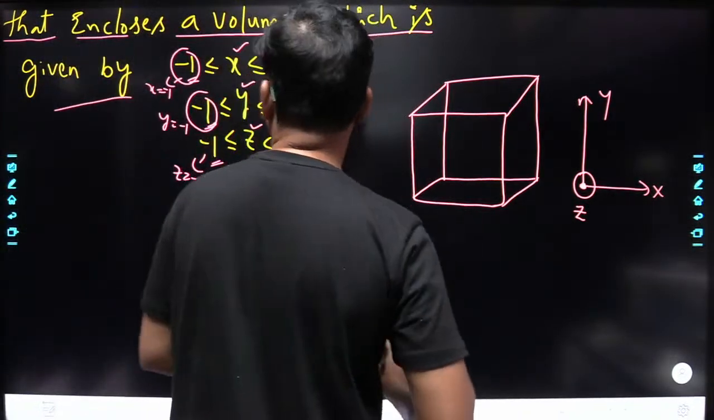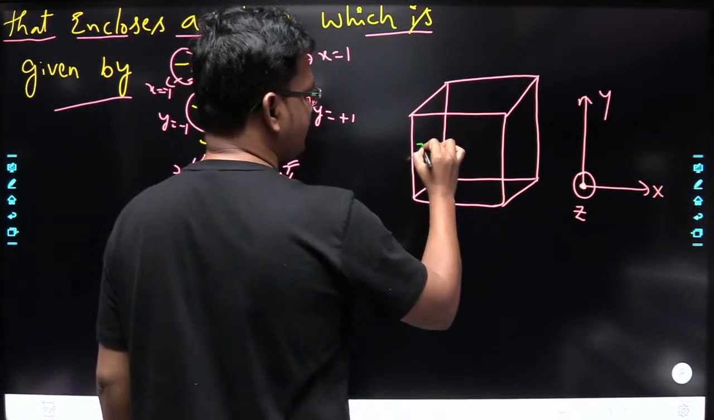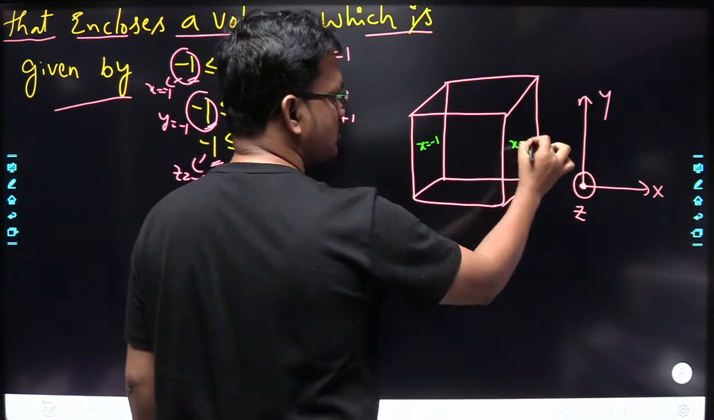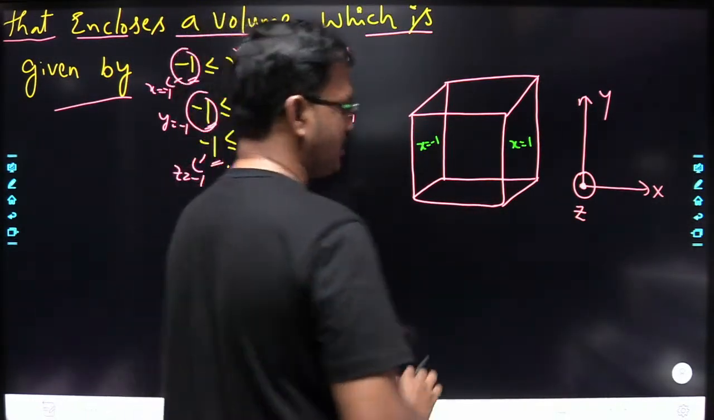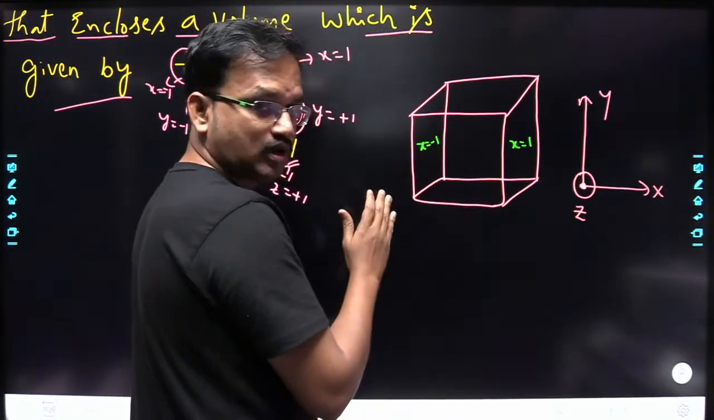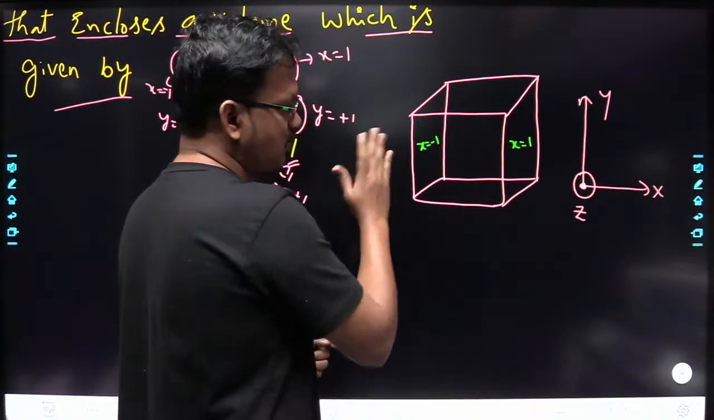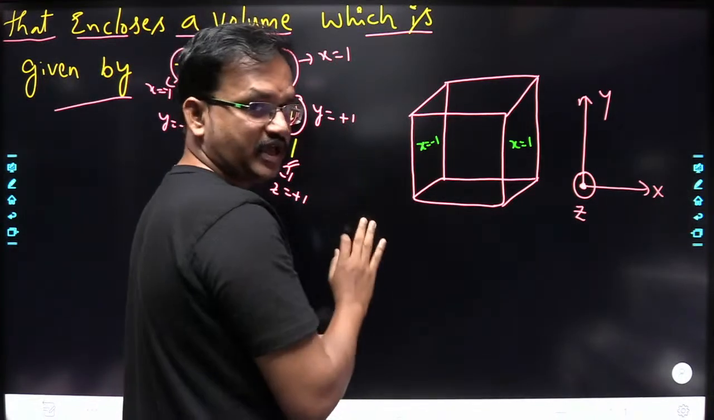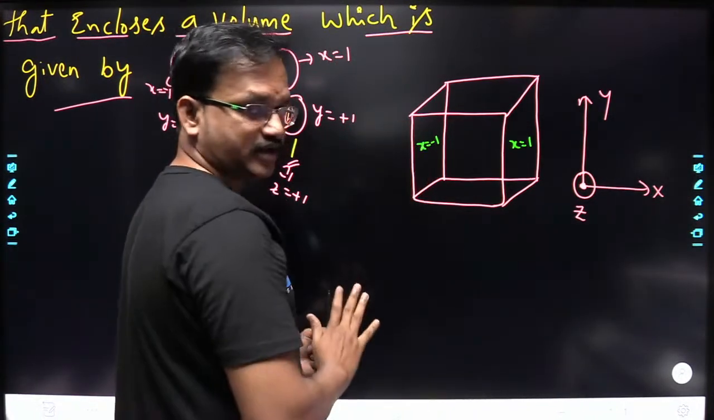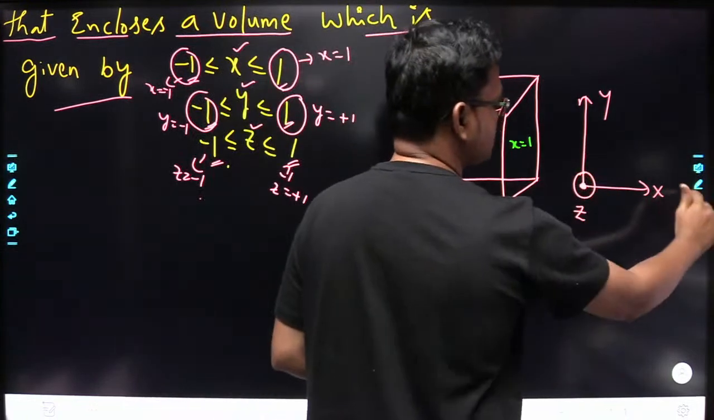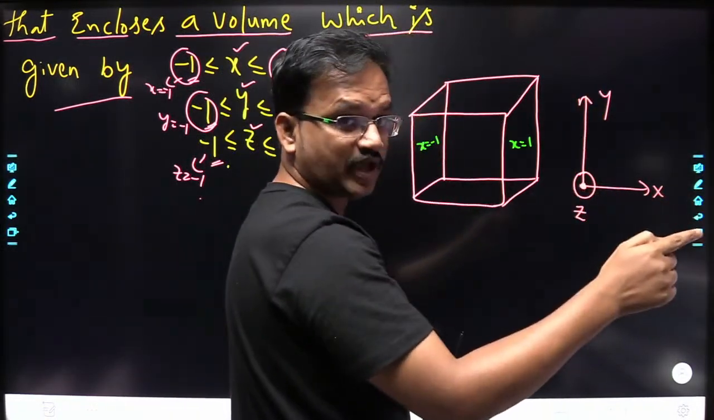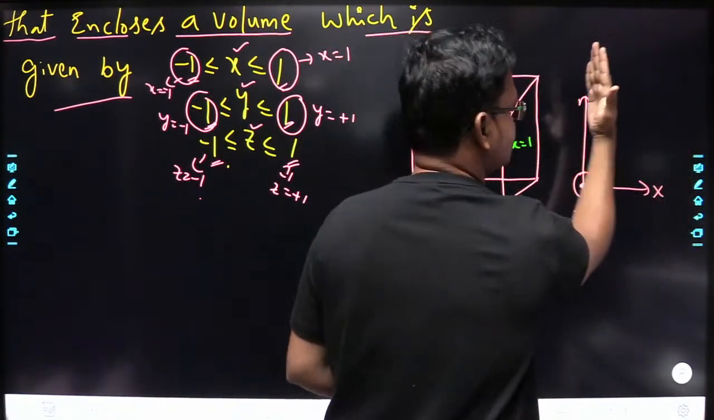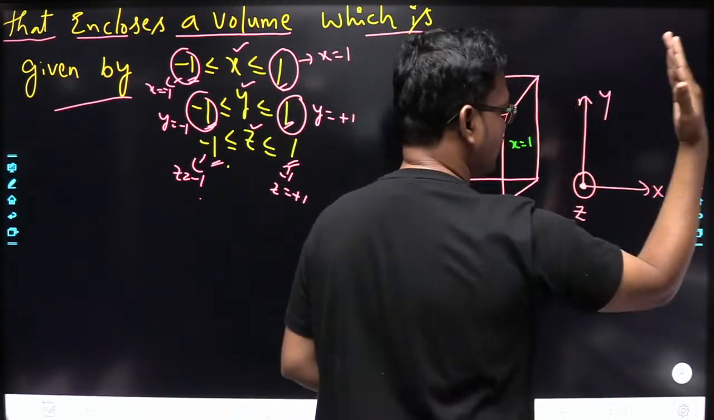So this surface is nothing but the x equal to -1 surface, and this is the x equal to +1 surface. Here x equal to -1 is an x equal to constant plane, which means only y and z are variables and the x value must be constant. That constant value is -1. If this is the x axis, this is the y axis, and the z axis is coming out of the board, then an x equal to constant plane is nothing but the yz plane.